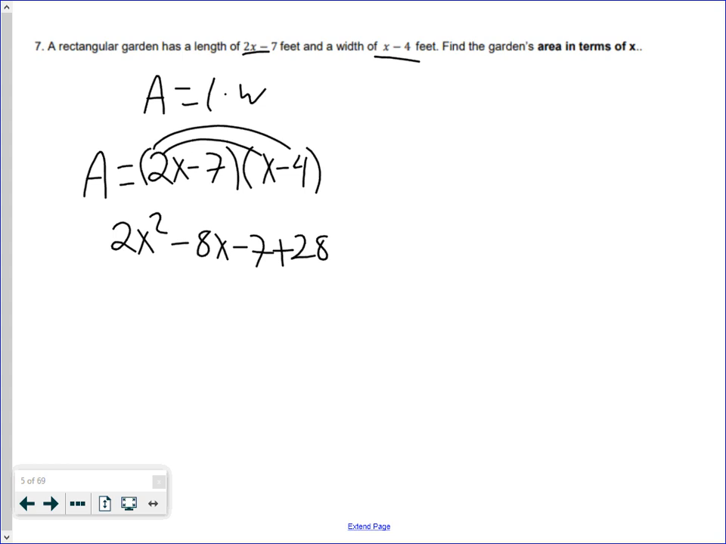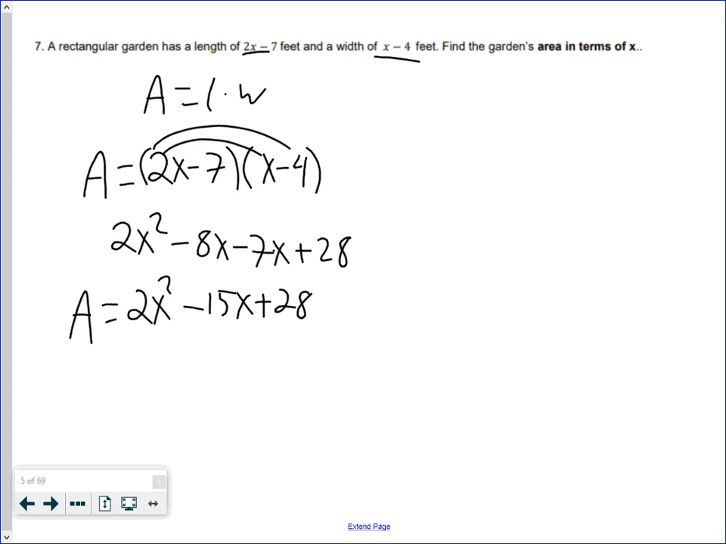Just add like terms. Our area is 2x squared minus... I'm messing up completely on this problem. It's supposed to be minus 7x right there. Negative 7 times x is negative 7x. And then it's plus 28. All right, there we go. So add like terms: 2x squared minus 15x plus 28. There we go. That's the right answer.